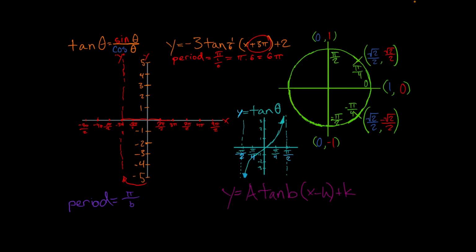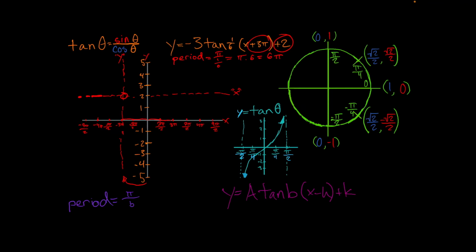Alright, now what's our vertical shift? Well, our vertical shift is plus 2. So we're going to go up 2, and I can draw an imaginary x-axis up there. And this is our starting point, I guess you could say.